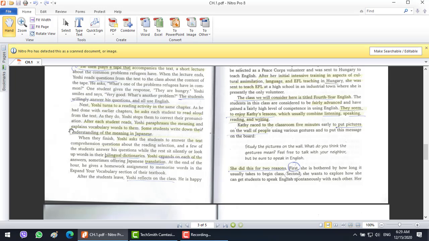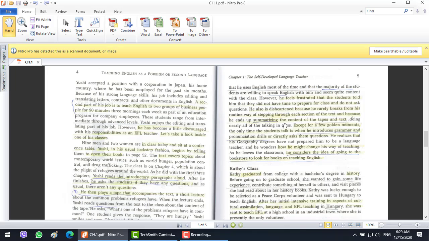paraphrases the meaning and explains the vocabulary words for them, if there are any, because reading an English text needs explanation of the different or difficult words. He also asked them to use bilingual dictionaries. Yoshi expands on the answers to the questions. Then he translates, offering them translation because the students are Japanese. After that, Yoshi reflects on his class.